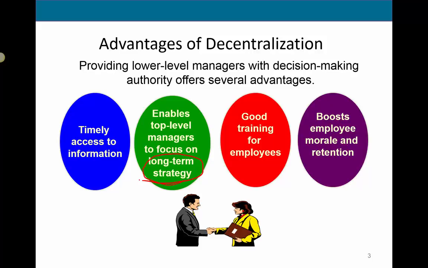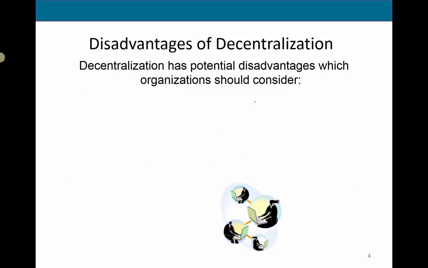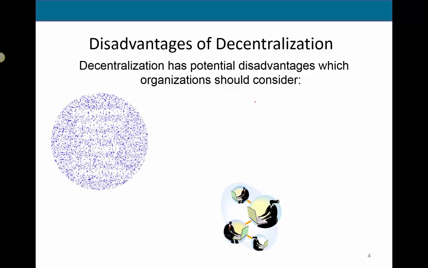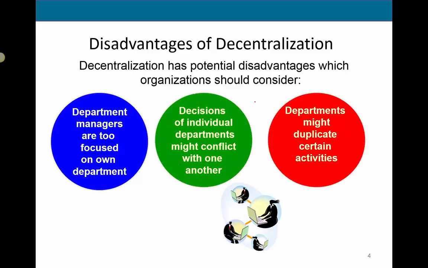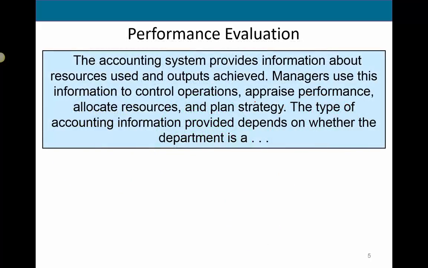Okay, so number three here in red, managing a division can be good training for employees who later might be promoted to top level management. And then the very last one here in purple is it helps boost employee morale. When we break things down into decentralized units, people can be recognized for what they do a little better. There are disadvantages. For almost every advantage, there's a disadvantage. Some of the disadvantages are people focus too much on their own department. There are conflicts between departments. And sometimes departments duplicate efforts and resources are duplicated in some cases.